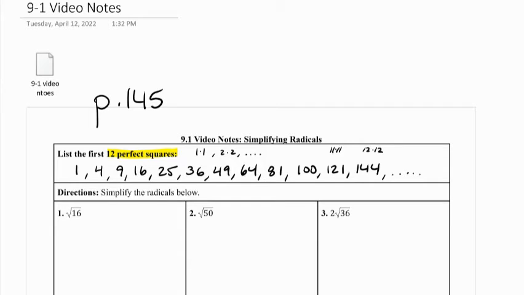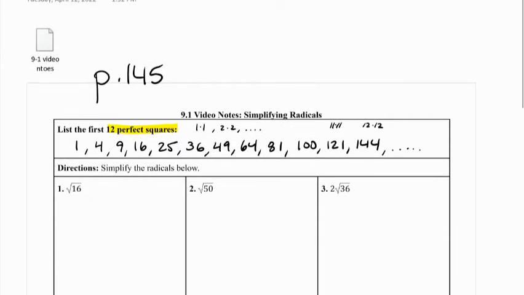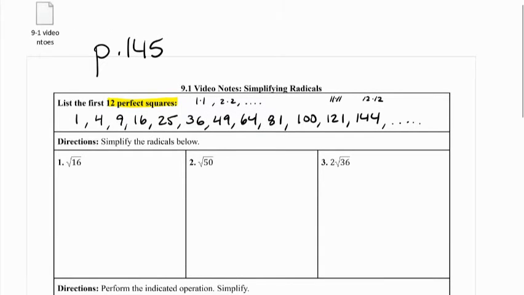Obviously, these numbers keep on going, but that's a good start if you have a list, so you can check if you have perfect squares when you are doing your radicals. So number one, we're going to simplify the square root of 16. If you look and notice that 16 is in our list of perfect squares, so the square root of 16 will be a whole number. The square root of 16 is 4.